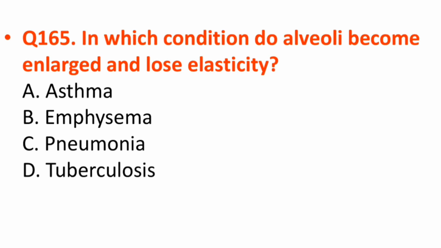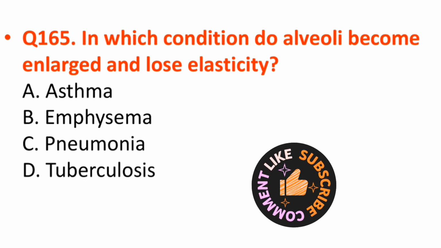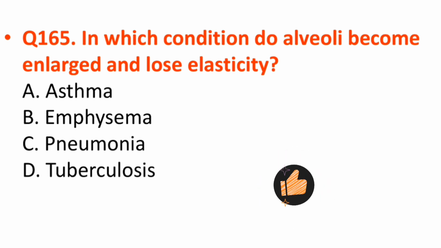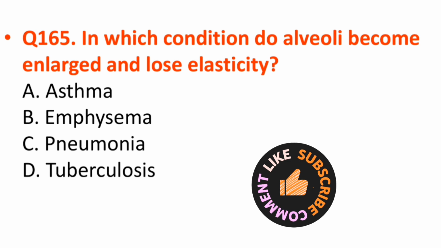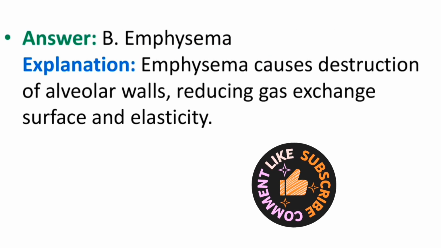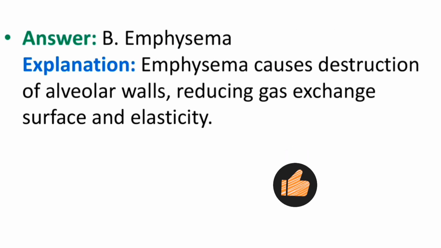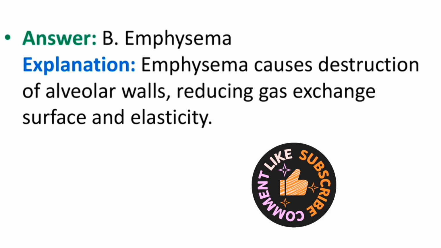The next question. In which condition do alveoli become enlarged and lose elasticity? Option A asthma, option B emphysema, option C pneumonia, option D tuberculosis. The correct answer is option B. Emphysema. Emphysema causes destruction of alveolar walls, reducing gas exchange surface and elasticity.